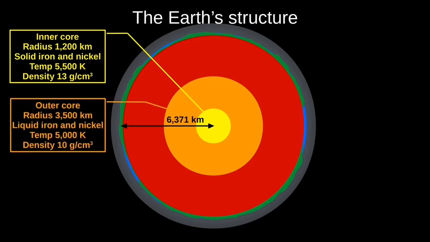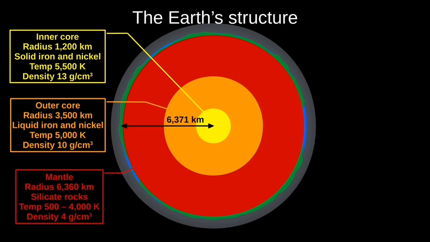Next is the outer core, again made of iron and nickel. The outer core is liquid because it's so hot. The inner core is even hotter, but the pressure there is so high that it's compressed to a solid. Between them, the inner and outer cores spin and create the Earth's magnetic field.